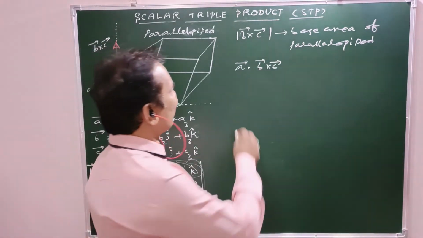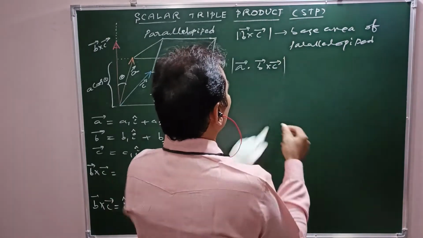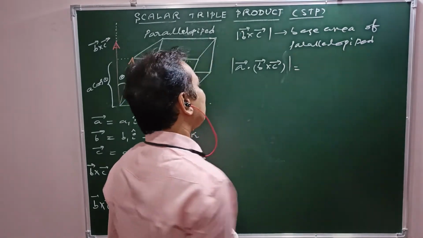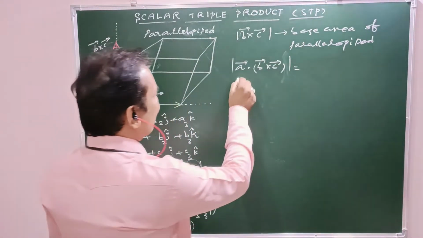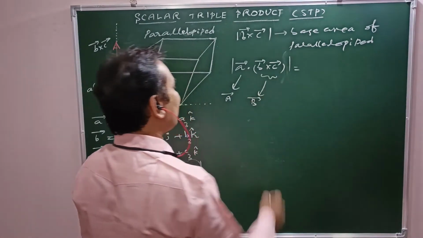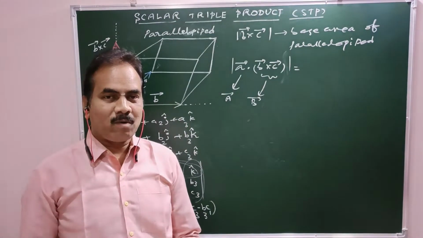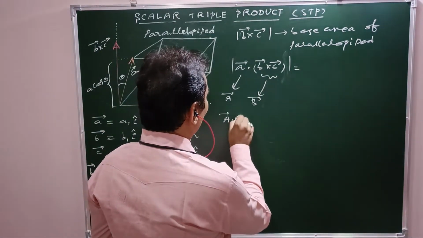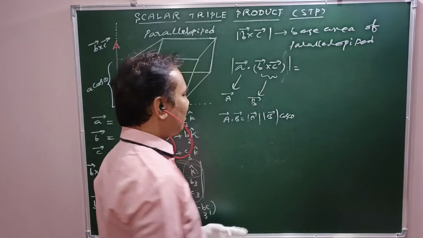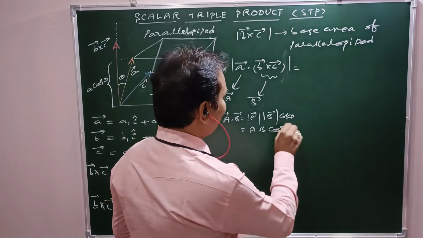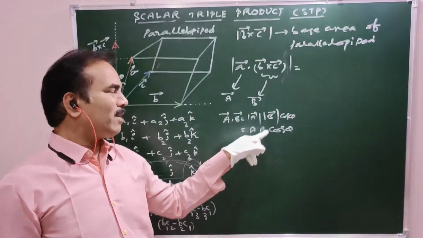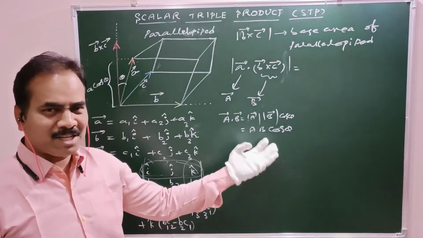Right? Now see, if I take modulus of A bar dot B bar cross C bar, that is equal to, see, A bar is something like A bar, B bar cross C bar something like B bar. Right? The dot product of two vectors A bar dot B bar is equal to mod A bar mod B bar cos theta. Am I right? That is AB cos theta. This is the definition of the dot product.